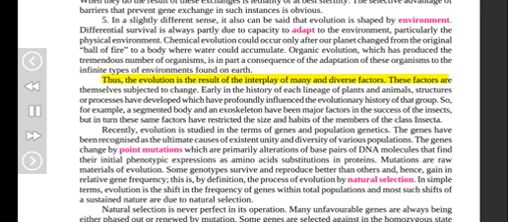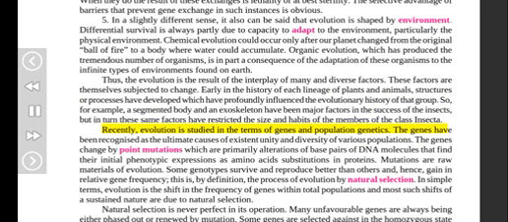Thus, the evolution is the result of the interplay of many and diverse factors. These factors are themselves subjected to change. Early in the history of each lineage of plants and animals, structures or processes have developed which have profoundly influenced the evolutionary history of that group. So, for example, a segmented body and an exoskeleton have been major factors in the success of the insects, but in turn these same factors have restricted the size and habits of the members of the class Insecta.